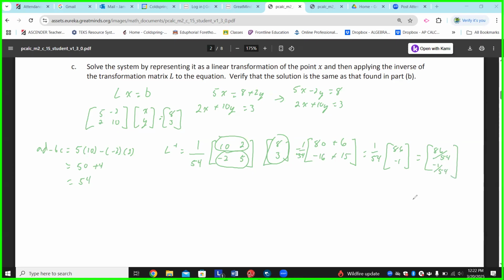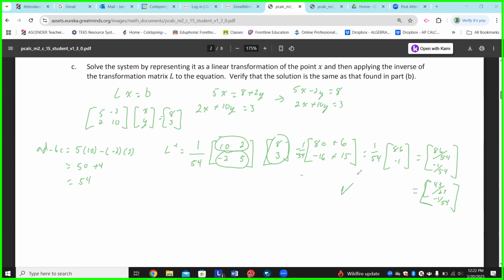And again, I would simplify. You could simplify in this step if you would like, but that would give you that 43 over 27 and that negative 1 over 54. Is that the same answer that I got in part B? Yes. So I definitely know this process that we learned yesterday is definitely concrete, definitely works. Which process is easier, part B or part C? Part C. So make sure you're able to do that.